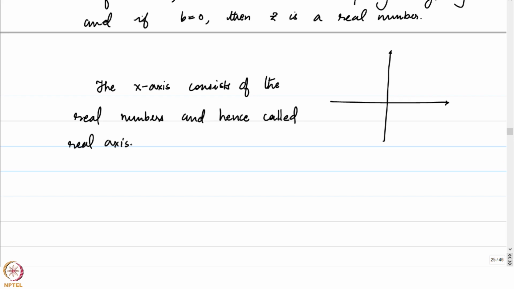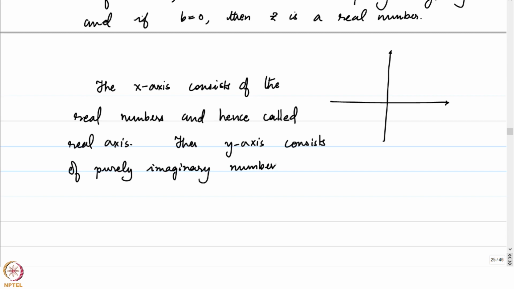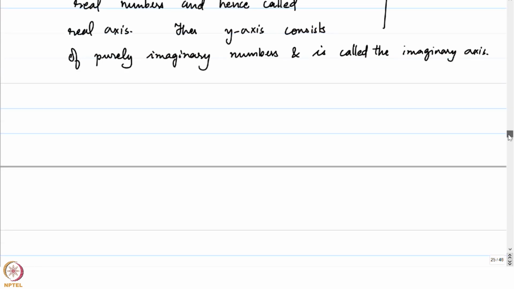And what if a is 0? In a + ib, if a is 0, then bi will be mapped to (0, b), and that will be the y-axis, right? The y-axis consists of purely imaginary numbers, and is called the imaginary axis. Okay, now that we have done away with the obvious things, more notations are in order.